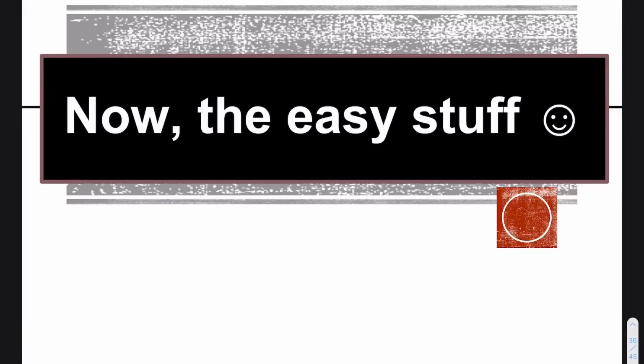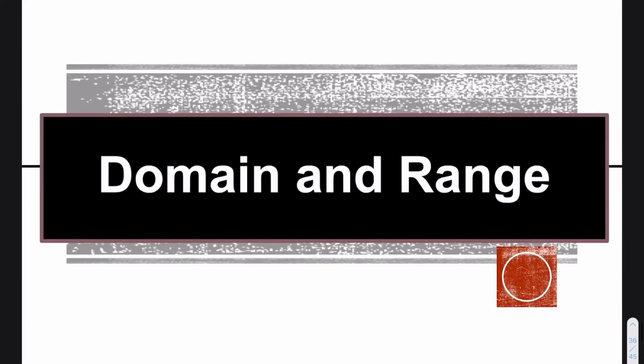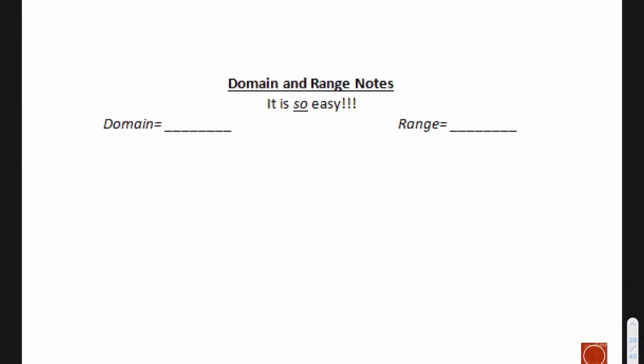We're ready for the domain and range, which is the easy part because it's just labeling. It's just organizing things. Domain and range. Domain is the set of x's. Range is the set of y's.